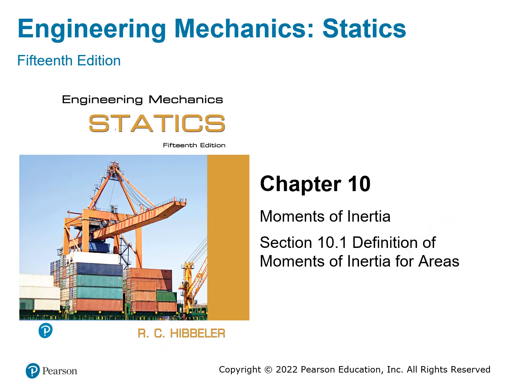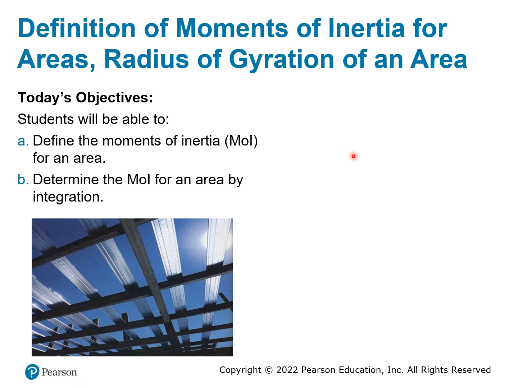So let's look at the definition of the moment of inertia for areas and the radius of gyration of an area. By the end of this lecture, you should be able to define the moment of inertia for an area, which we abbreviate as MOI. You're also going to determine the moment of inertia by integration. There's some math that you have to do, and we'll show you. This is very similar to the previous chapter, where you looked at how to find a centroid.